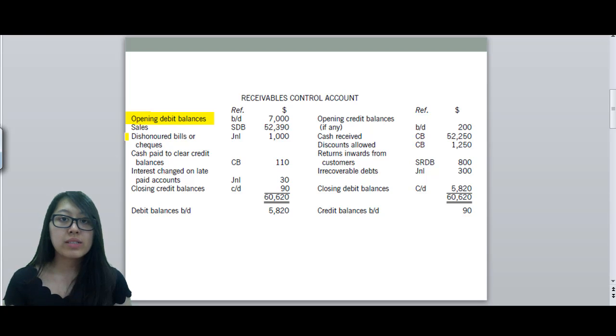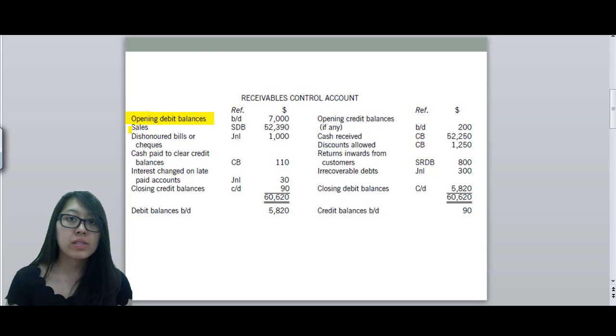But if you look on the credit side, which is the right side, it says that there are opening credit balances, if any, $200. Now, in rare circumstances, there is a credit balance in our trade receivables. This means that the trade receivables is a credit, or in other words, we owe them the money. These circumstances usually arise in the case where the customer has overpaid us and we owe them the extra amount in return, or perhaps they have already paid us in advance and we have not fulfilled the service yet.